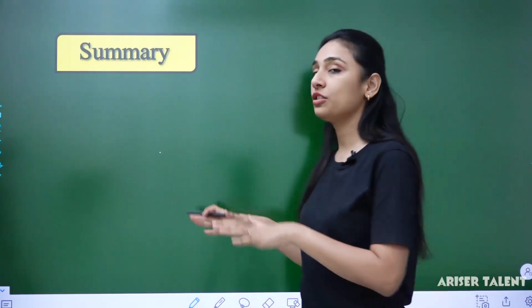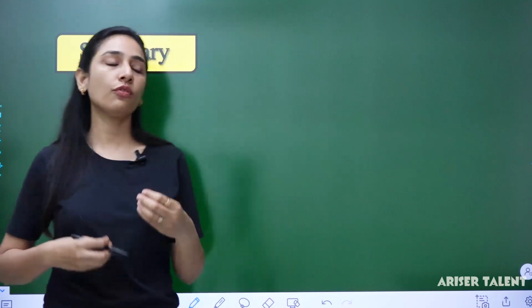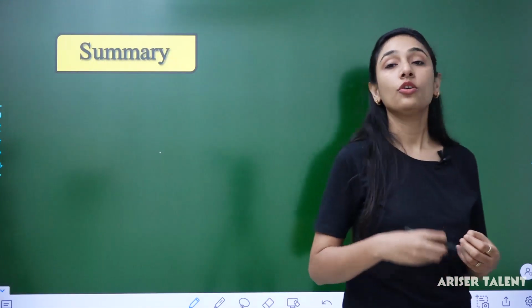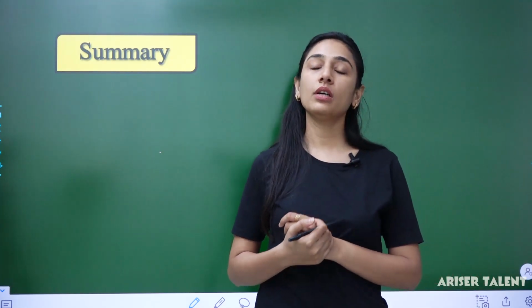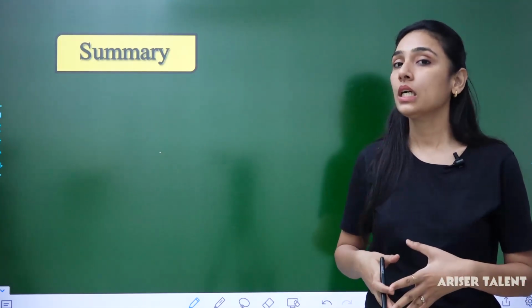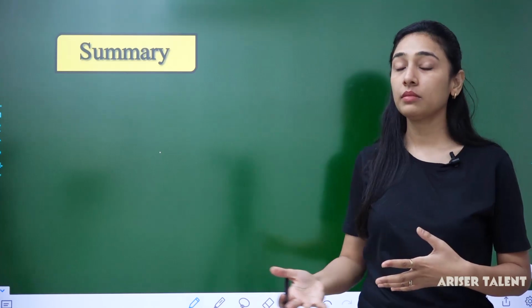The summary of this chapter: we have studied the surface area of the cylinder, cube, and cuboid, and we have talked about the cylinder and the cone. So this is all we have studied in this chapter.